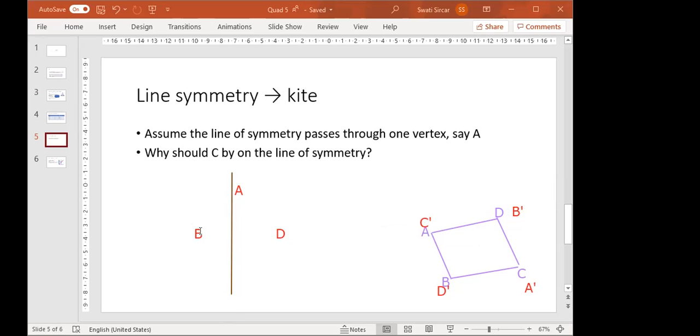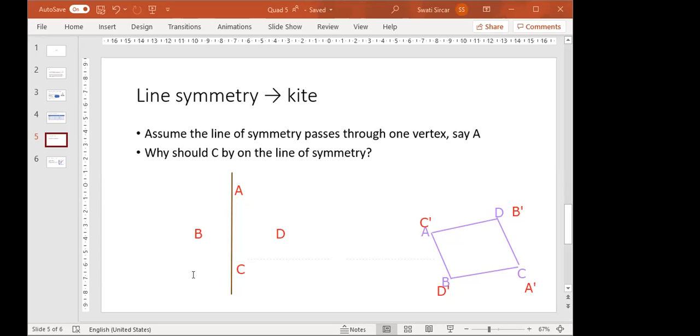Now, once you have got this, that you have distributed B and D, where should C be? If C is not on the line, then C needs to have an image, which is also a vertex of the quadrilateral. And we have exhausted all the vertices, right? So the only possibility for C is to be again on the line. Okay, so that needs to be argued out.